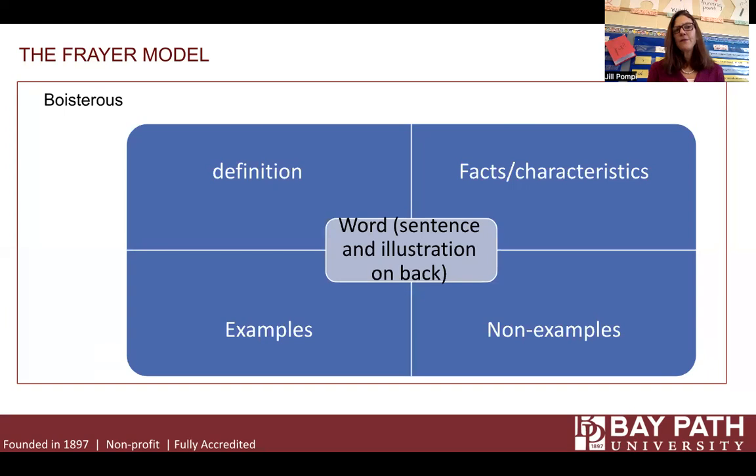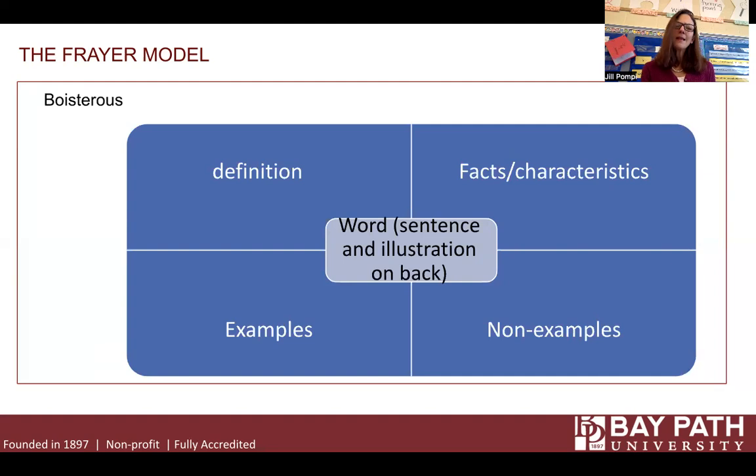Whereas here's a different version of that Frayer model graphic organizer. This time, my word is boisterous. Again, I'm going to put my word in the center. And again, I'm going to have a student-friendly definition that I've probably taken from the Collins COBUILD Dictionary, which is noisy or loud or crazy. Some facts or characteristics about the word boisterous: I might help my students understand that that word is an adjective. And I might help them understand that when somebody is described as being boisterous, they're probably wild or rowdy.